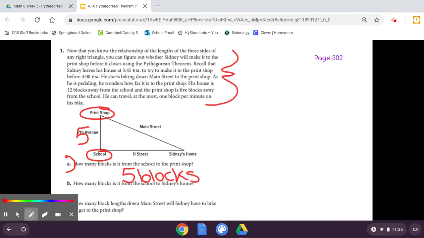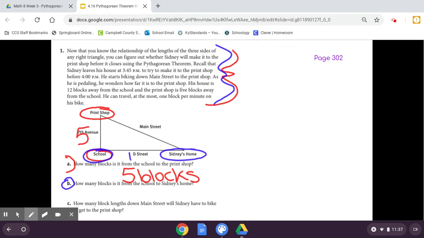And then we can see that this question asks from Sydney's home to school. Again, up here in the text, it says 12, so 12 blocks. And then for part C down here, it wants us to find the print shop to Sydney's house. This is our C or our hypotenuse.